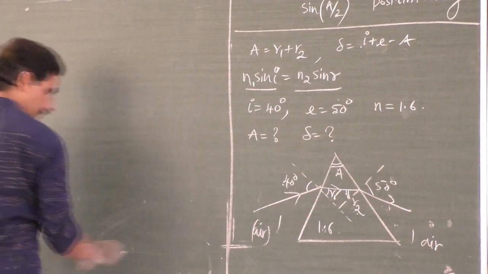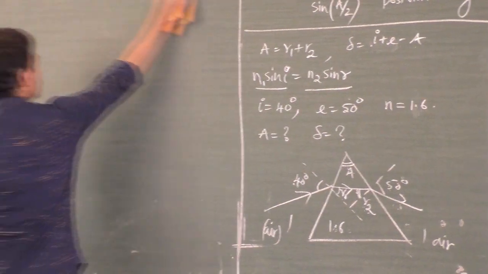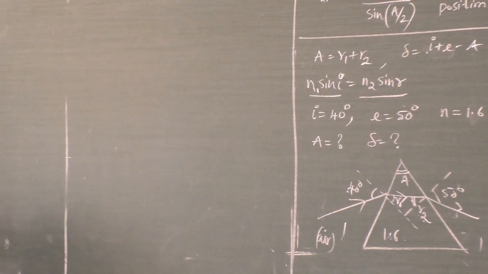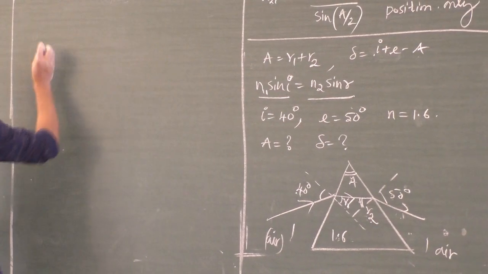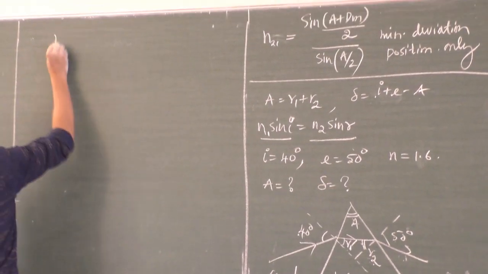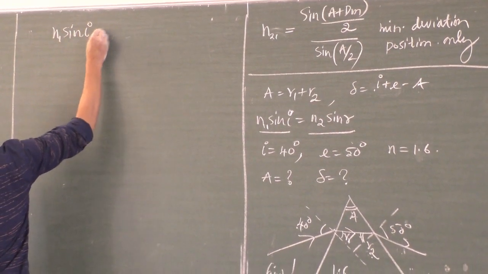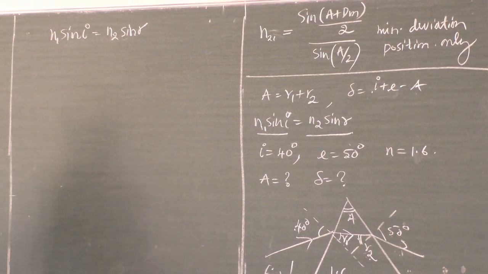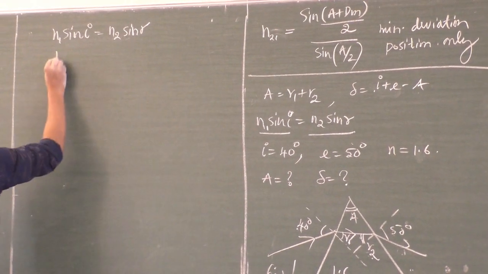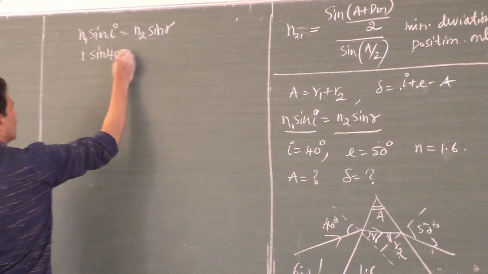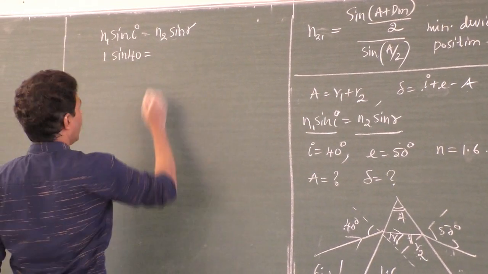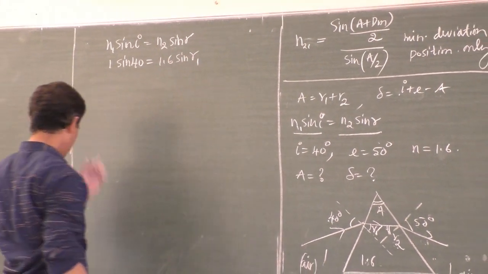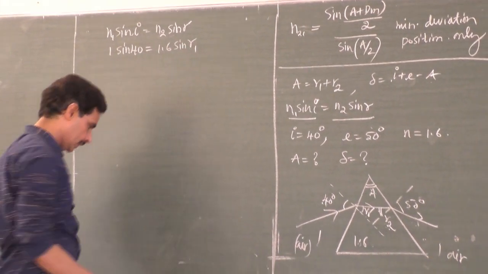I think you can use this part of the board, right? N1 sin I is equal to N2 sin R. Since nothing is told about the outside medium, it should be air. 1 sin 40 is equal to 1.6 sin R1. Okay, 1 sin 40 is equal to 1.6 sin R1. Right.